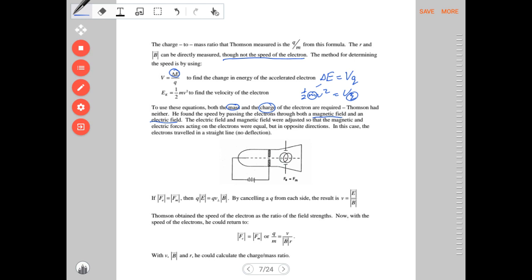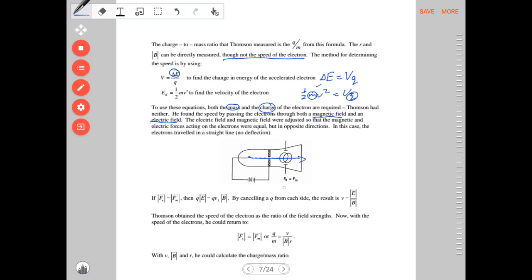So if you put an electric field or a magnetic field here, an electric field there, and adjust them appropriately, instead of the electron curving, it just goes straight. Now, if the electric field is stronger, it curves one way. If the magnetic field is stronger, it curves the other way. So in that sense, only the particles that went straight through could actually do the experiment. So Thomson was able to measure the velocity that way.